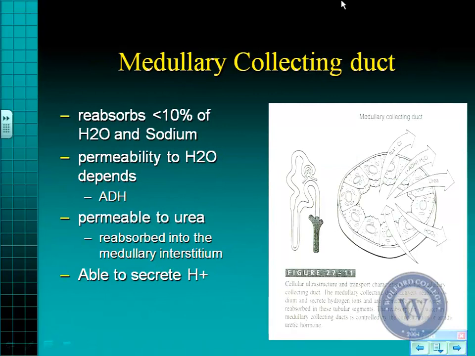If you look at the medullary collecting ducts, which is now further down in the medullary area, they account for less than 10% of the water or sodium reabsorption. So this is the last bit of your urine. Okay? And this area is also altered by ADH. If I make the area more permeable, it concentrates my urine. If I use less ADH, then it becomes less permeable to water, and as a consequence, it becomes a more dilute urine. What's interesting about this is that in the medullary collecting duct, you do have permeability to urea.